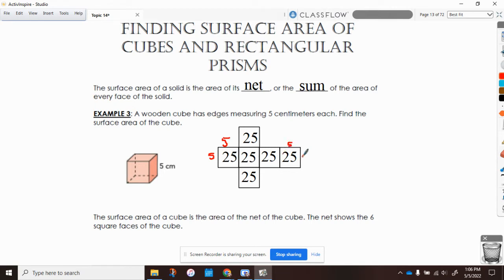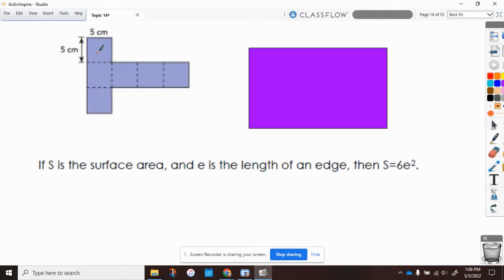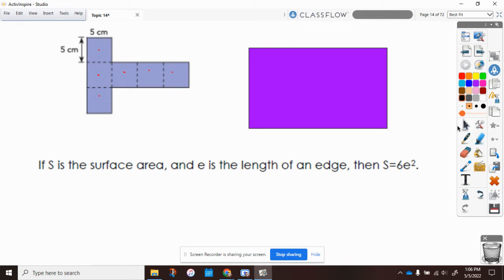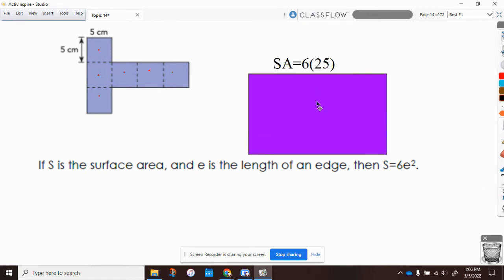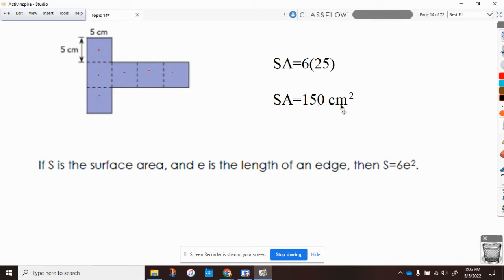Well, that's the thing, all of these squares are 5 by 5 squares all the way around this whole entire thing. So if we're looking for the surface area of the cube, we can just find the area of this net. And this net right here is another version of it. It's already drawn on your paper. Every single one of these is 25 square centimeters. So if we're looking for the surface area of this cube, it's just 6 times 25. All of them are 25 square centimeters, and there's 6 squares. So our surface area ends up being 150 square centimeters.